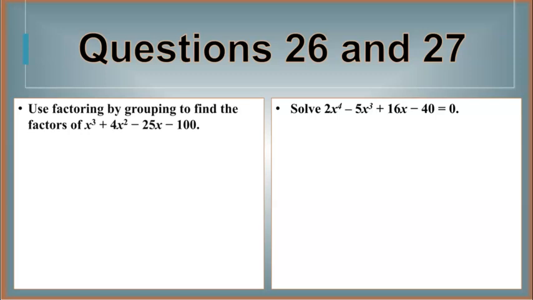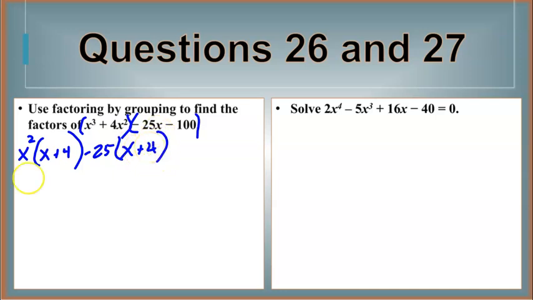Question 26, use factoring by grouping to find the factors of 3x cubed plus 4x squared minus 25x minus 10. So if I were to factor this by grouping, I can factor out an x squared. That leaves us with x plus 4. And over here, I can factor out a negative 25, and that leaves me with x plus 4. That means I have factors of x plus 4 times x squared minus 25.